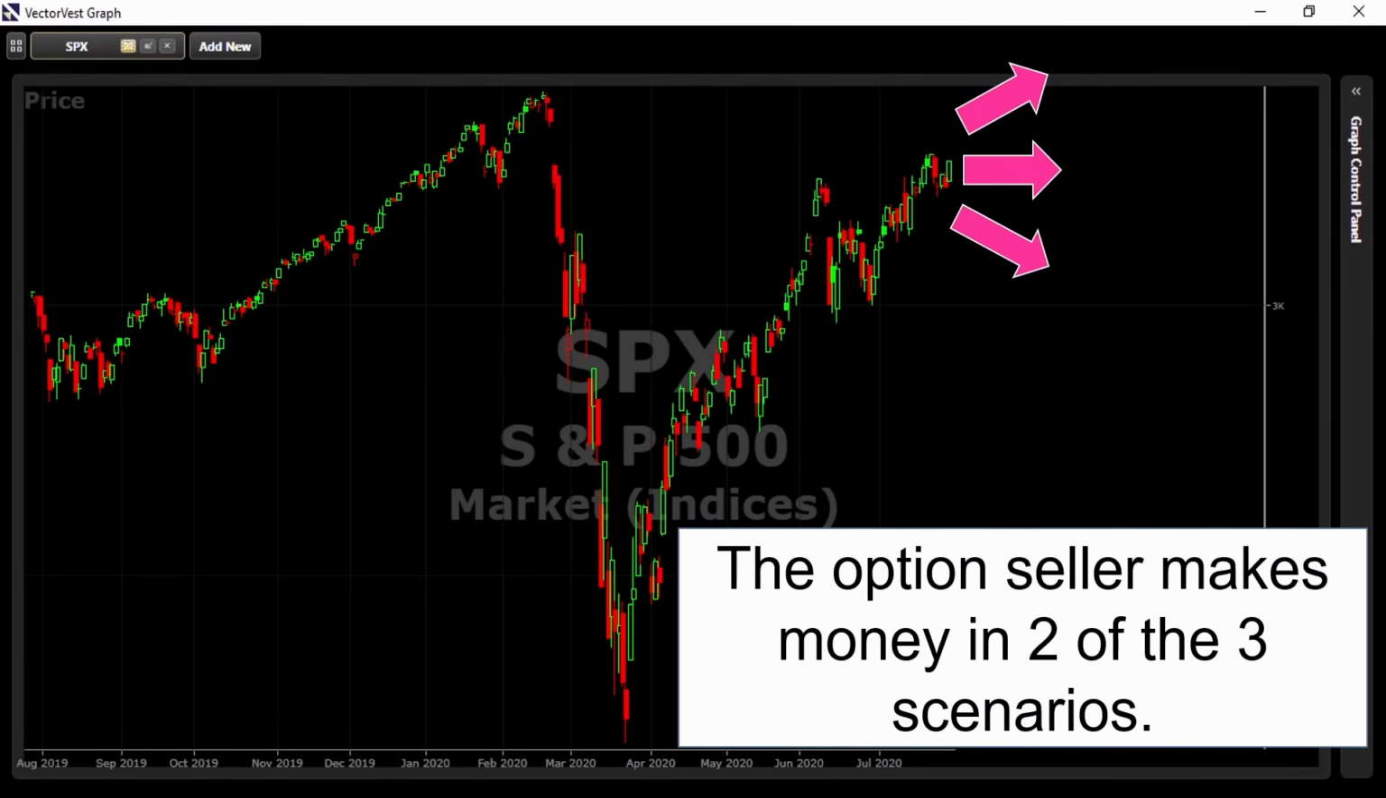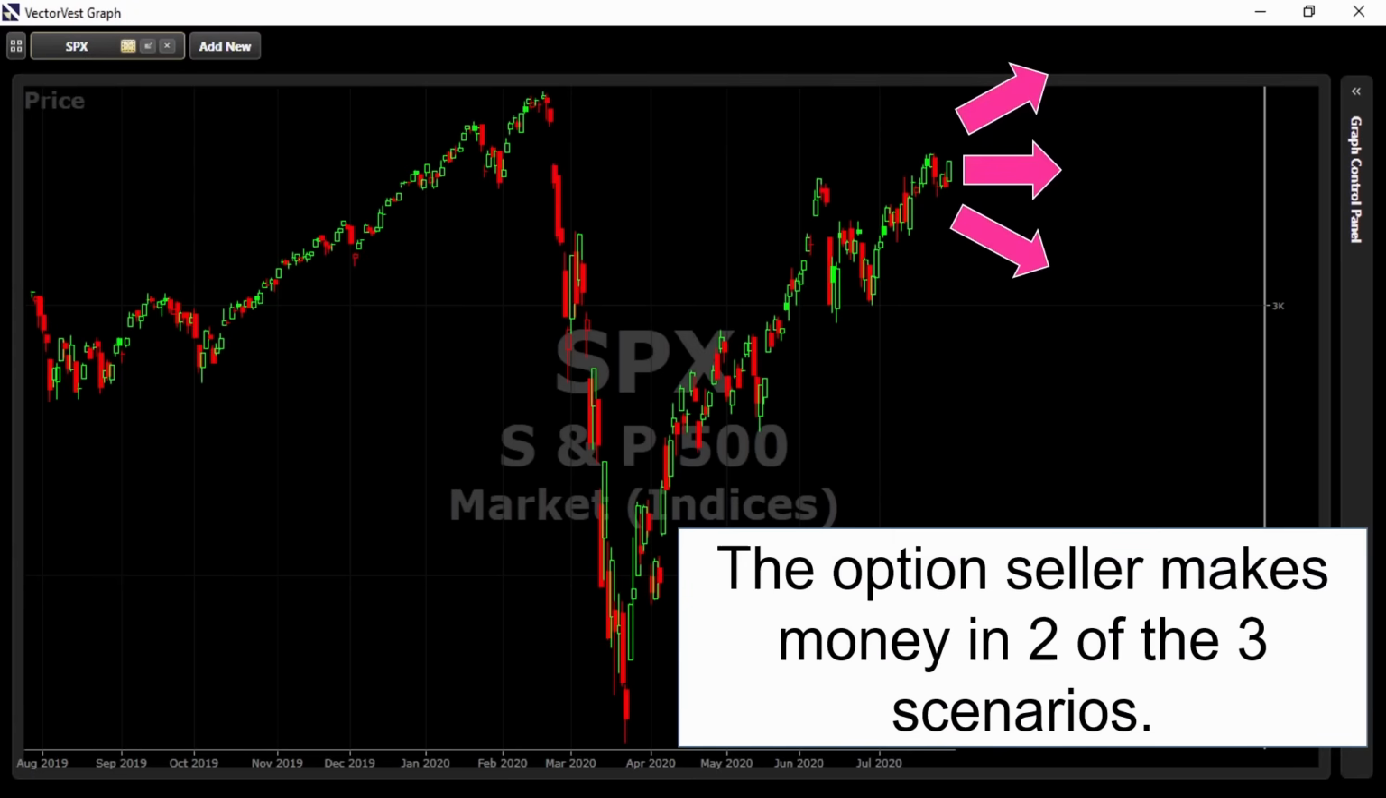Okay? So a stock can do one of three things. It can go up, it can go down, and it can go sideways. Now, as an option buyer, in order to make money, that stock needs to go in the direction you want. That means you can only make money in one of the three scenarios, right?